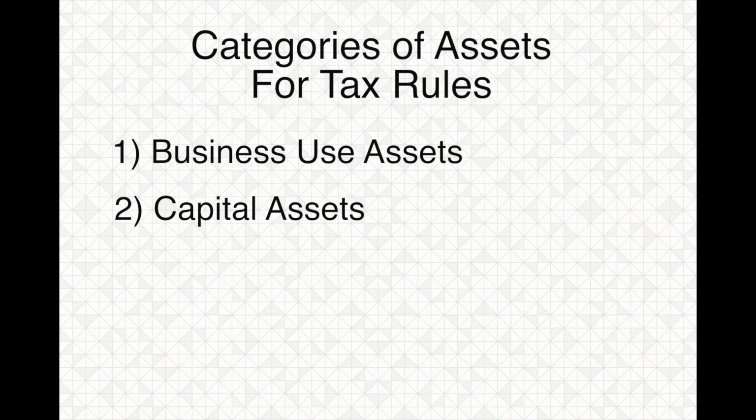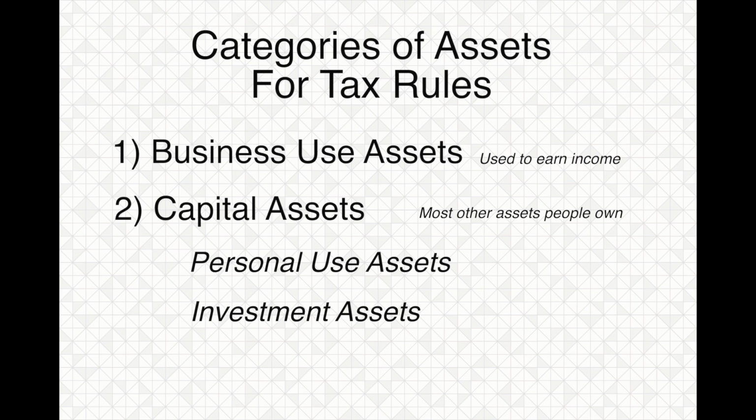For the business use assets, these are items that you use to earn income. These would be common for you to have if you're self-employed. Now, capital assets include most other assets that people own, and within this category, there are two types because of different rules. The first is personal use assets, which is your home, your cars, household furnishings, collectible items, boats, toys, etc. The second category is investment assets.